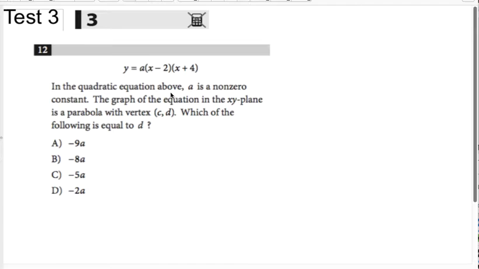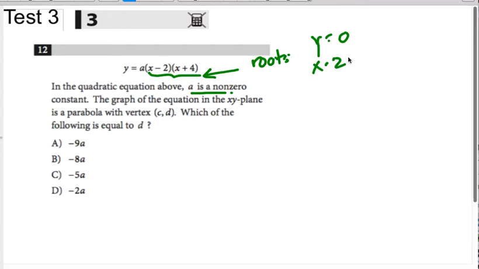So there's a couple different ways to do this. The easiest way is that this factored form actually gives you the roots of the parabola. The roots have to be when y is 0, since we know a is a non-zero constant. That's either when x minus 2 is 0, so x is 2, or when x plus 4 is 0, which means x is negative 4.